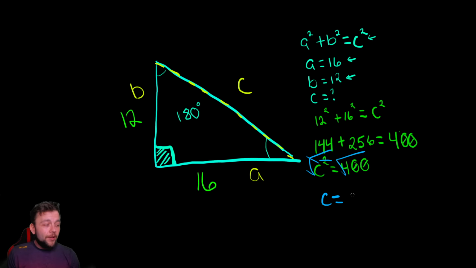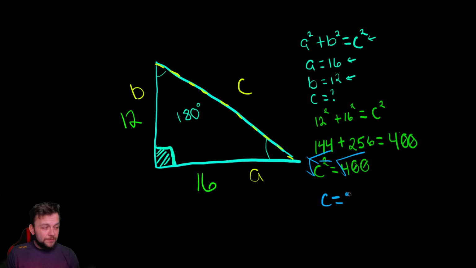That is 20. Oops. I moved my screen just a little bit. Huh, weird. C equals 20. And that means that we're done. We've solved for c. So c equals 20. Boom. Done. Easy peasy, right?